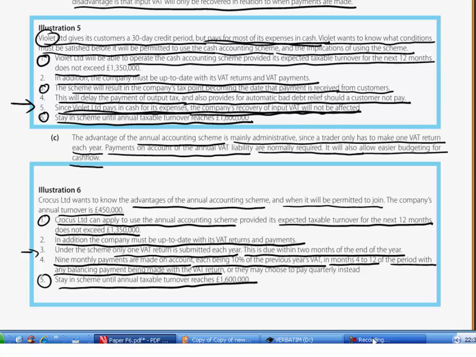are the rules of eligibility for when you may join or when you may leave, and of course also the reasons as to why you might want to join into those particular schemes and any benefits or any disadvantages that attach to them.